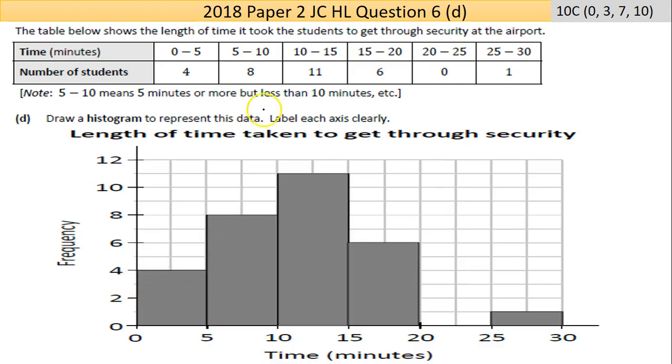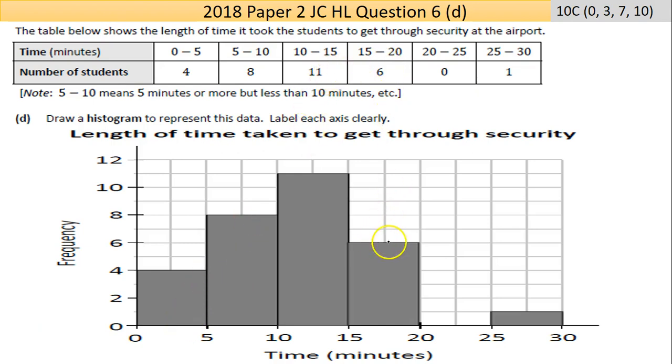That's our first bar at 4, second bar up to 8, third bar up to 11, and then they're all the same width and they touch. The bar chart could be separated. In a histogram they don't. There's no gap between the bars.